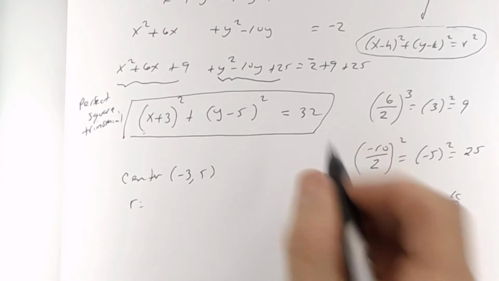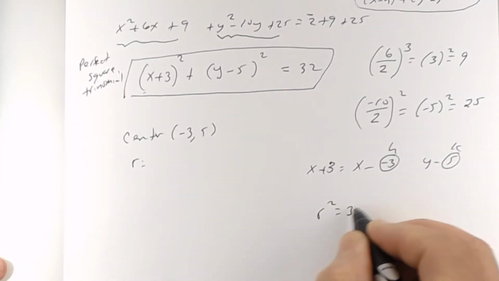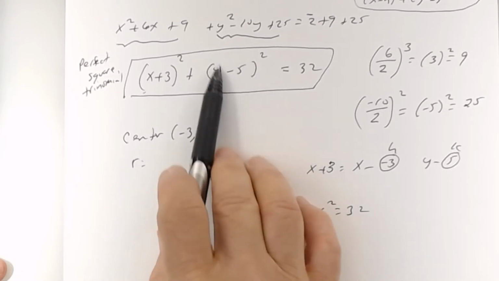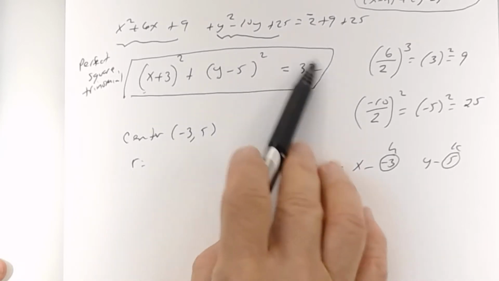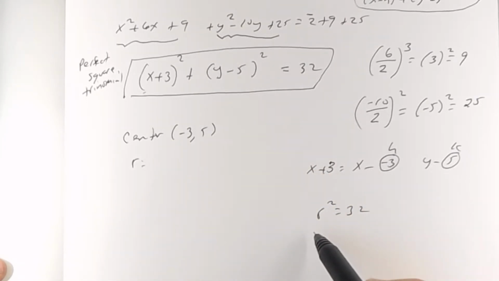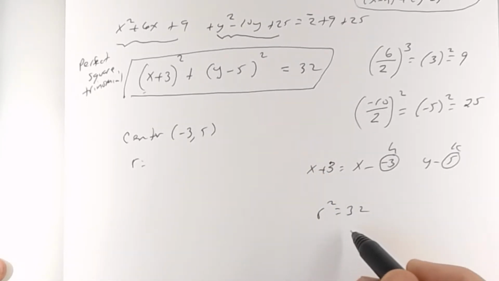Because remember, this 32 represents r squared, right? X minus h squared plus y minus k squared equals r squared. That is your r squared. So you need to write out what we just said. R squared equals what number? 32. So how do you find the radius? The radius would be what? Square root. The square root of 32.